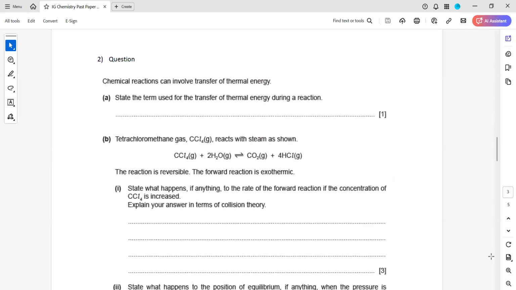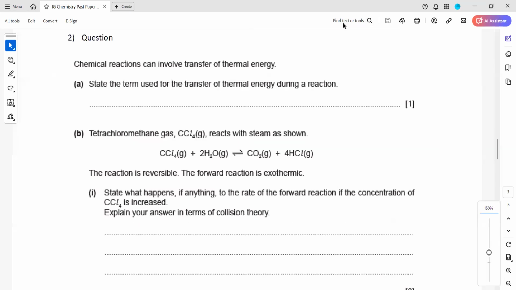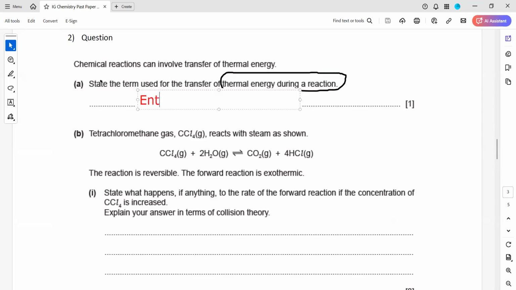Question 2. Chemical reactions involve the transfer of thermal energy. State the term used for a transfer of thermal energy during a reaction. So yeah, good. Enthalpy change, or we can also say energy change. Enthalpy change is a standard term. Energy change, or you mention enthalpy change. Both will work, okay?